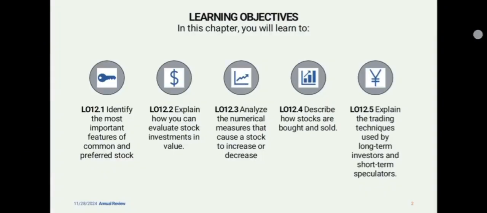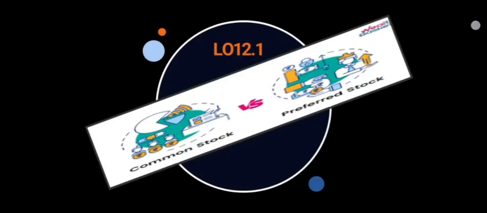So, here we have learning objectives. In this chapter, you will learn to identify the most important features of common stock and preferred stock, explain how you can evaluate stock investments and value, analyze the numerical measures that cause a stock to increase or decrease, describe how stocks are bought and sold, and lastly, explain the trading techniques used by long term investors and short term speculators. Now, let's start our topic with common stock versus preferred stock.